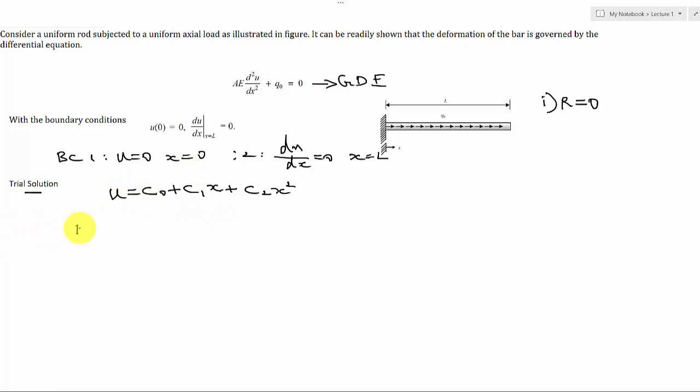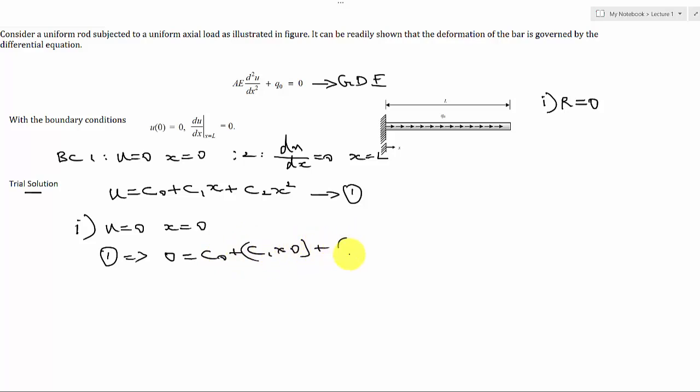So first let us substitute boundary condition 1. Before that, consider this as equation number 1. The first boundary condition is u is equal to 0 at x is equal to 0. So I am going to substitute this in the first equation. So my first equation becomes 0 is equal to c0 plus c1 into 0, because x is equal to 0, plus c2 into 0. Now I will get c0 is equal to 0. So here I have calculated the value of the constant c0.